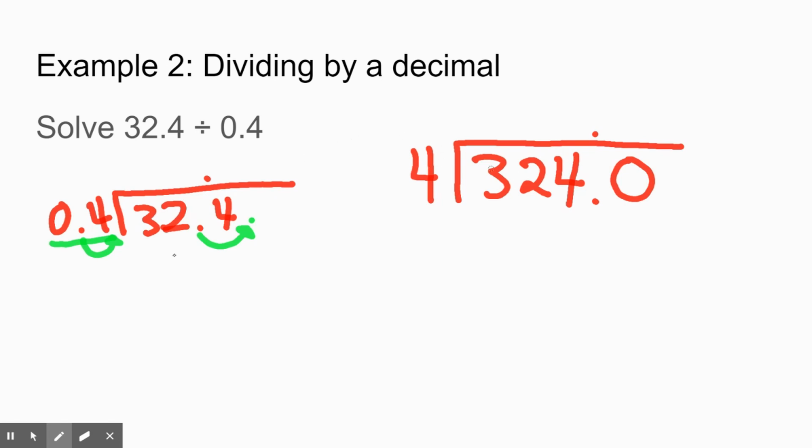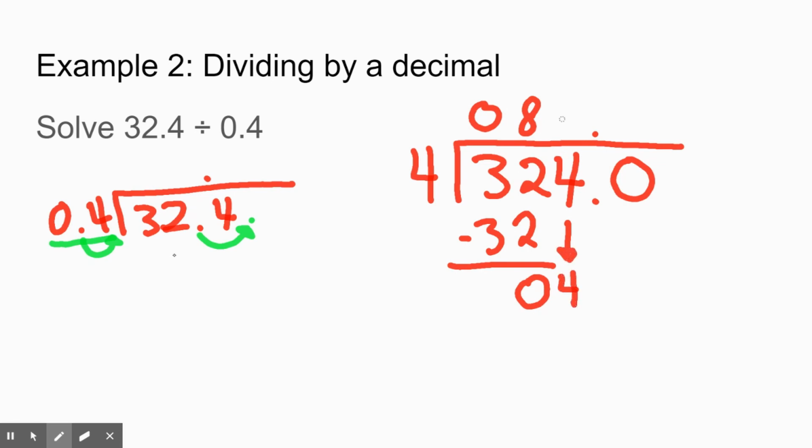So again, how many times does 4 go into 3? It doesn't. 4 goes into 32 8 times. And if you look very carefully, you'll notice this problem is almost exactly the same as what we did in example 1. However, this time, our solution isn't 8.1, it's going to be 81.